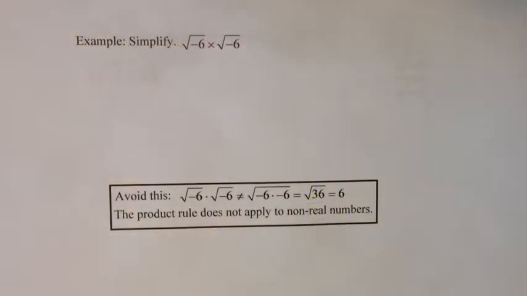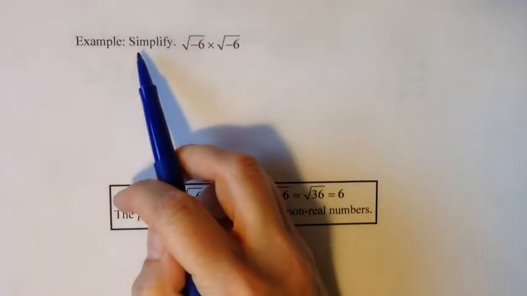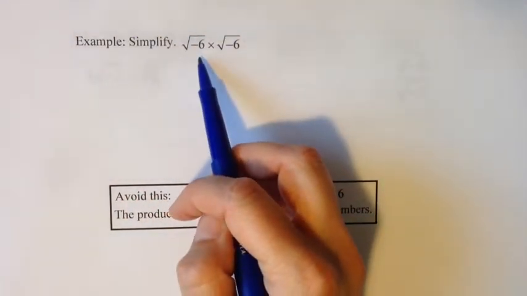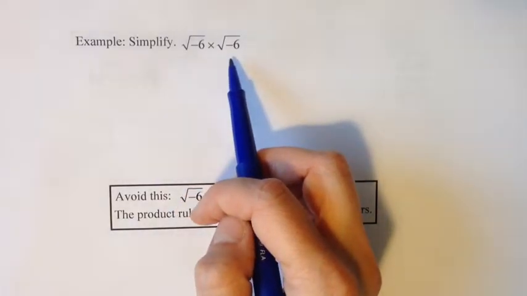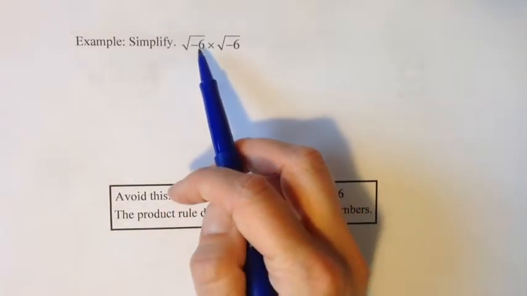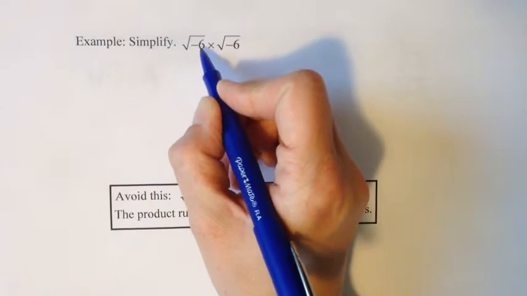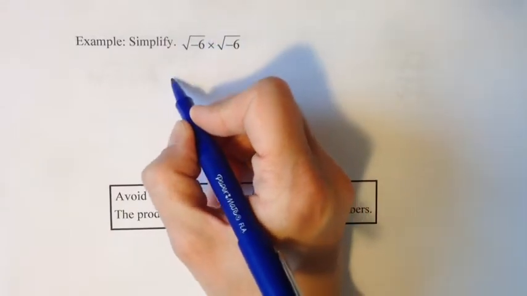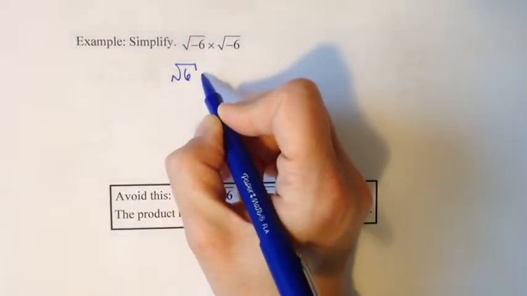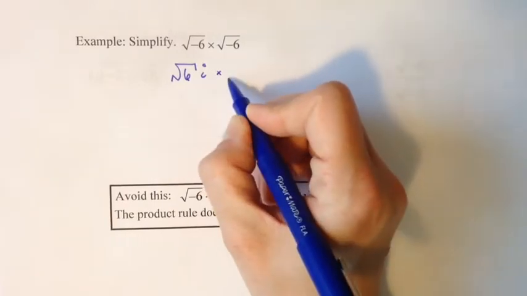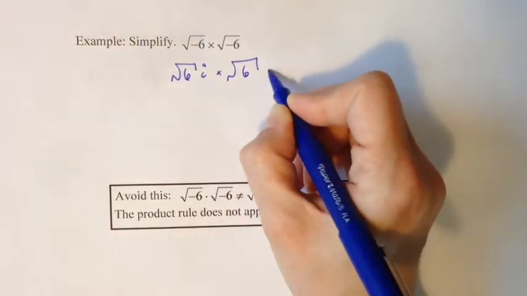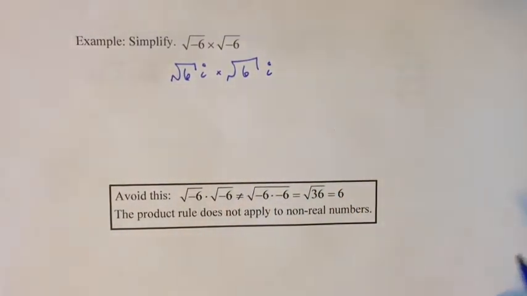Before I let you try a couple problems yourself, I have one more pointed example for you. We're going to simplify the square root of negative 6 multiplied by the square root of negative 6. So I follow my steps. First step is to rewrite these, each having an i. So this becomes the square root of 6 with an i outside, multiplied by the square root of 6 with an i outside. Now I start simplifying.